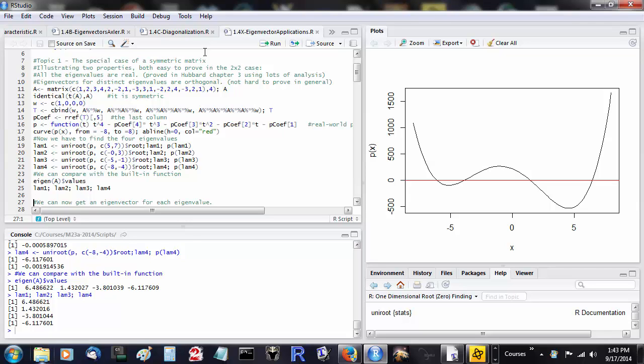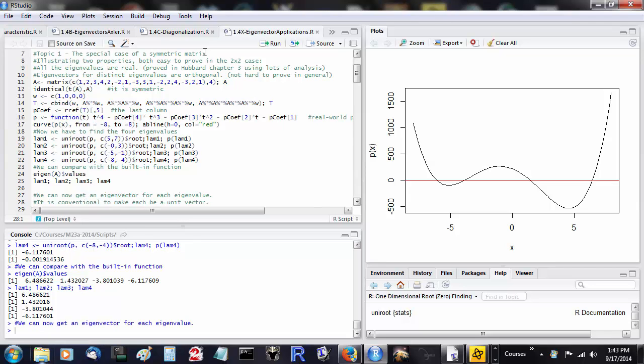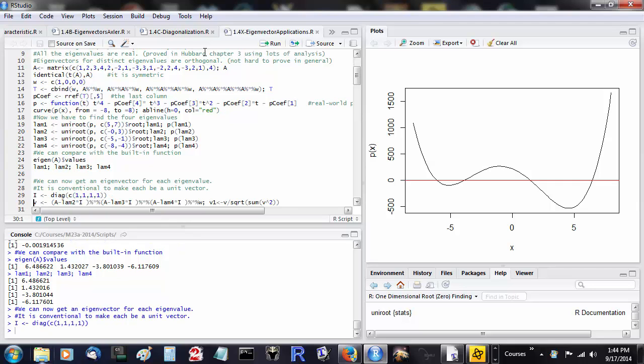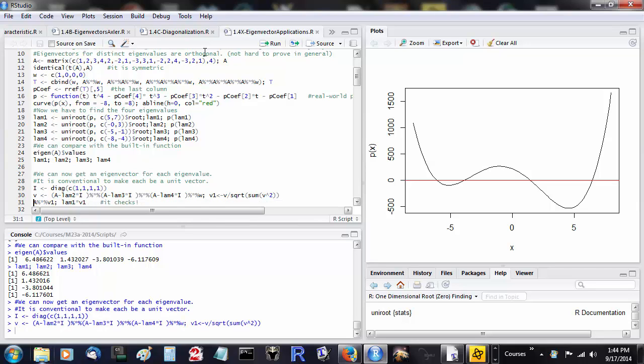Now we want an eigenvector for each eigenvalue. The convention in the case of a symmetric matrix is to make each of these be a unit vector, so we will do that. We need a 4 by 4 identity matrix, and to get the eigenvector for the first eigenvalue, I subtract off from A lambda 2, lambda 3, and lambda 4 times I, leaving off lambda 1, and having constructed that vector v, I divide it by its own length to get a unit vector. So there is a unit eigenvector v1.